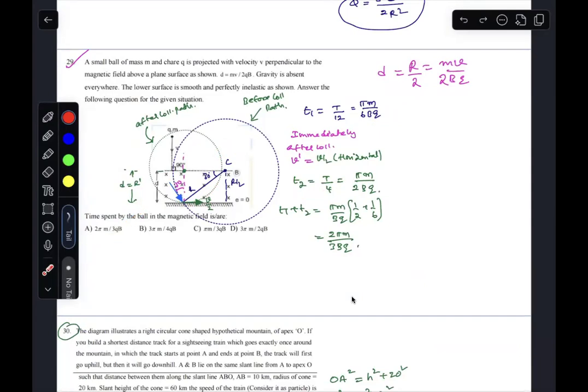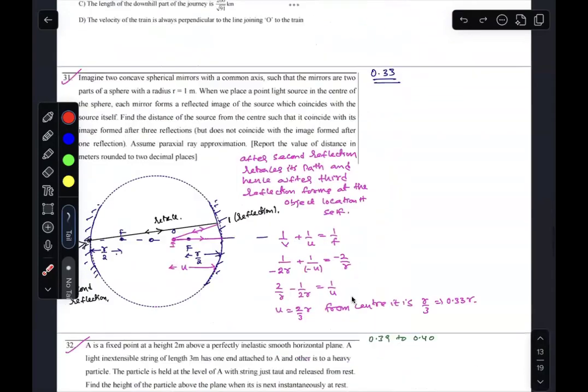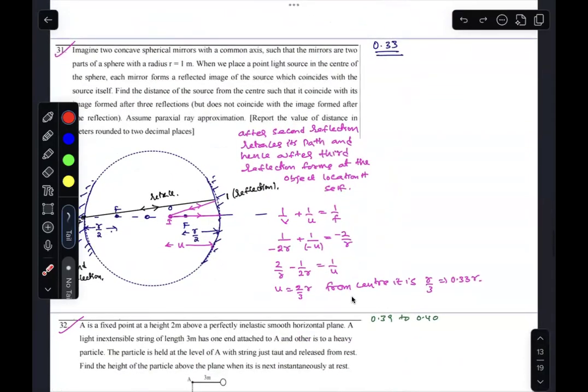So now 12 plus 12, 24 marks. You stop doing the physics paper if you don't know any other question. Only with these 3 questions, you can do 24 marks. Right. This is the easiest question.